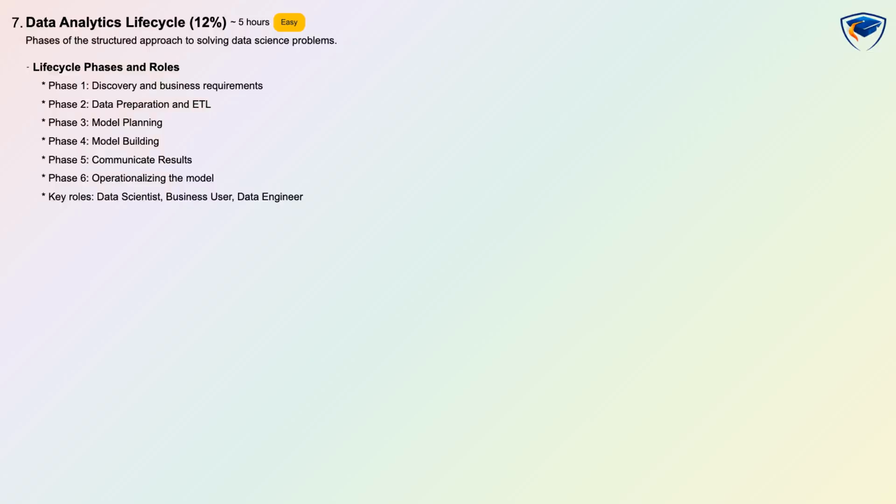Domain 7, Data Analytics Life Cycle is all about the phases of the structured approach to solving data science problems. You'll learn about the different phases, including discovery and business requirements, data preparation and ETL, model planning, model building, communicating results, and operationalizing the model. You'll also learn about the key roles involved in the data analytics life cycle.